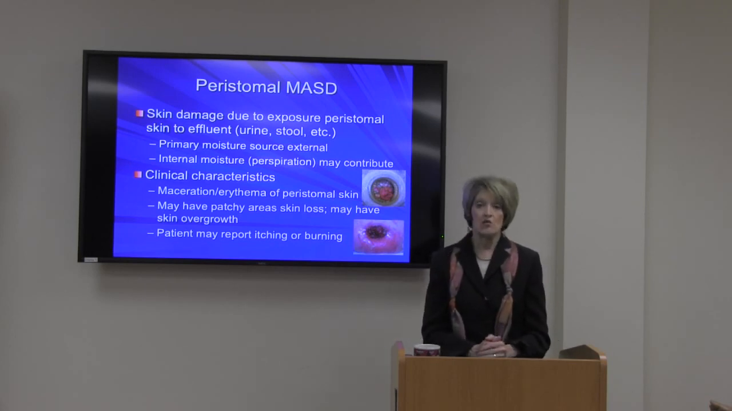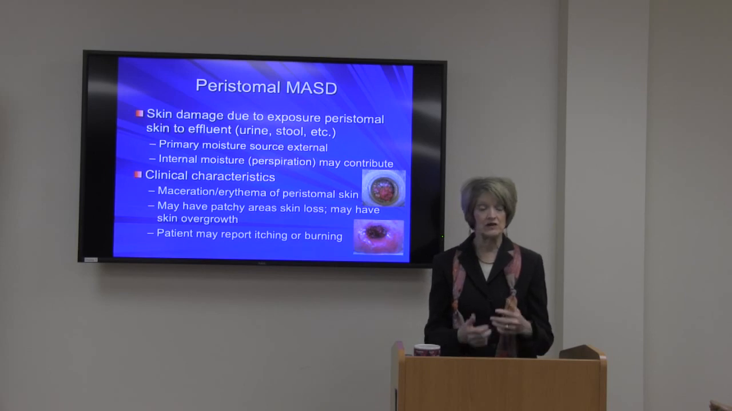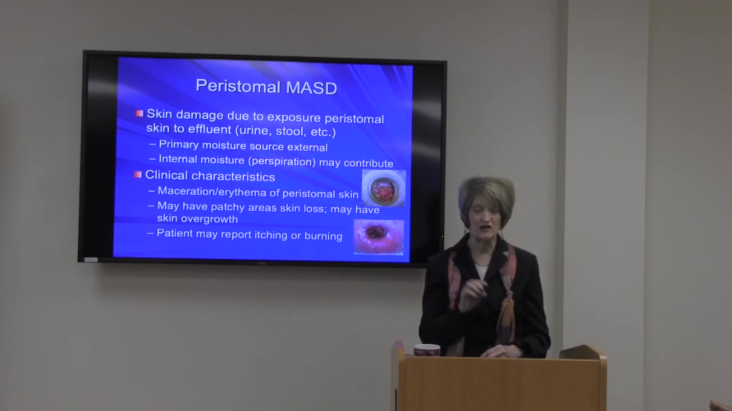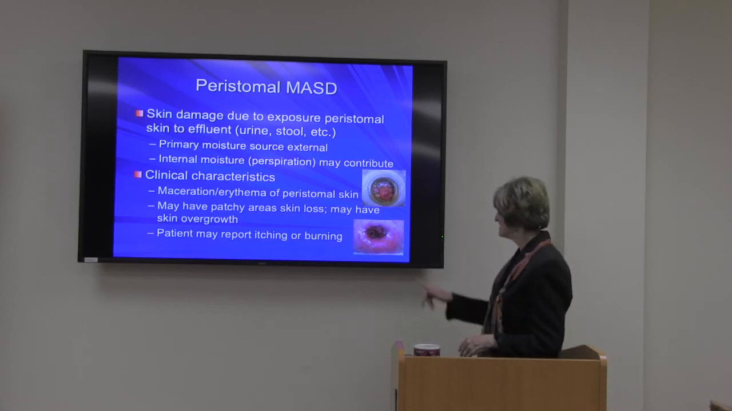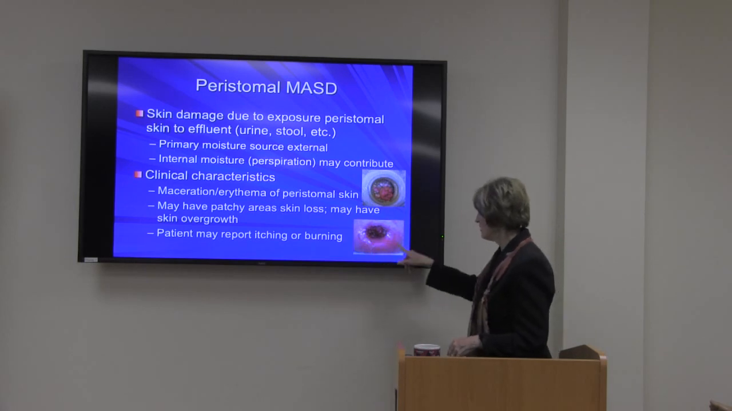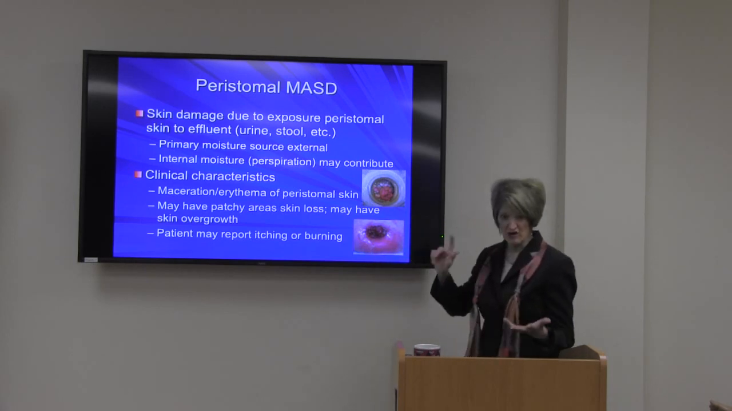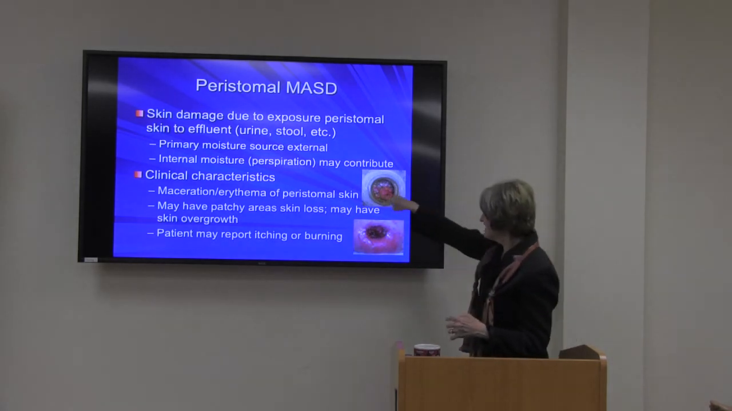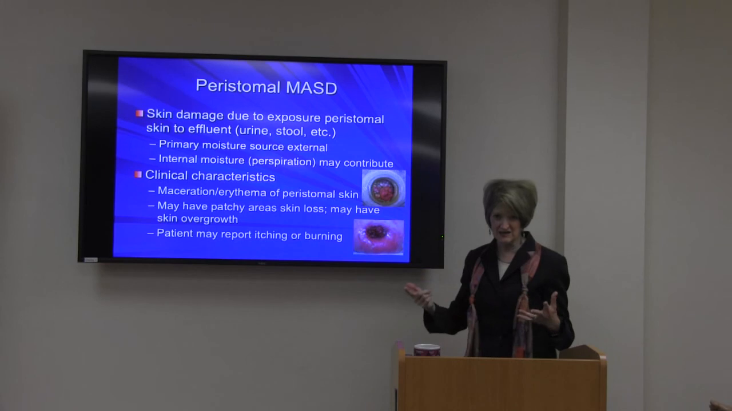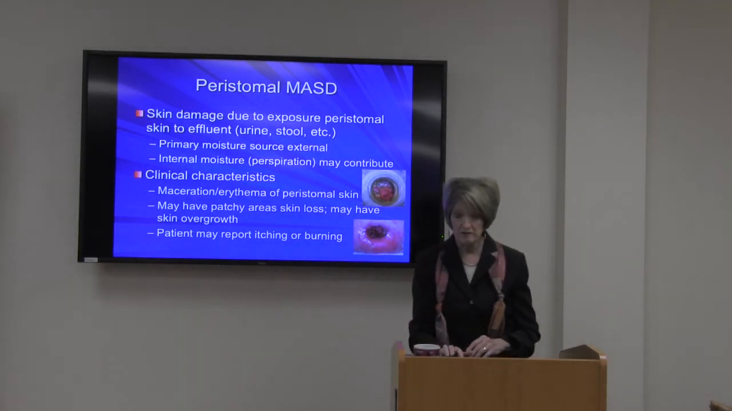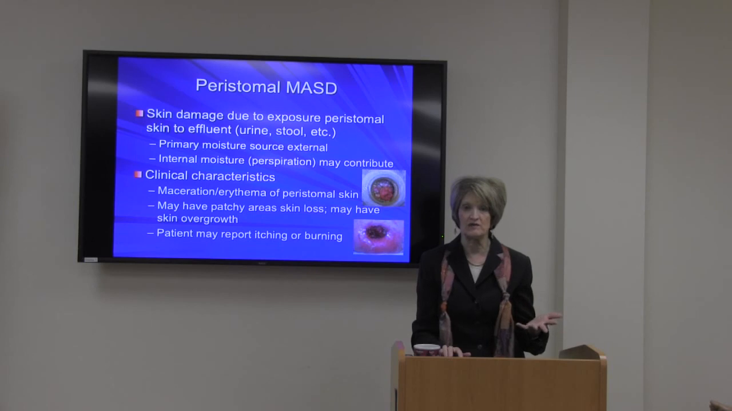What are the clinical characteristics? Take off the pouch and what do you see? You see maceration of the peristomal skin. You might see erythema of the peristomal skin. You might see patchy areas of skin loss like you see here. And the area may be very, very tender. The patient might report itching, burning. Sometimes you'll see overgrowth of the skin from repetitive, prolonged exposure to moisture. But it will be obvious that something's wrong with the peristomal skin and that it's caused by exposure to urine or stool.